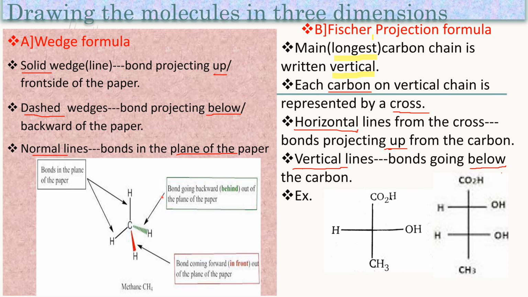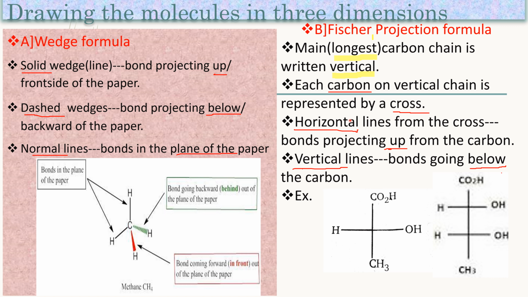Second type of representation in three dimensions is the Fischer projection formula. Now this Fischer projection formula name is given after the name of the scientist Fischer. In this representation, the convention is that the main or longest carbon chain is written vertical. Look in the example, vertical means from upper side to lower side. In this way the main or longest chain is represented.